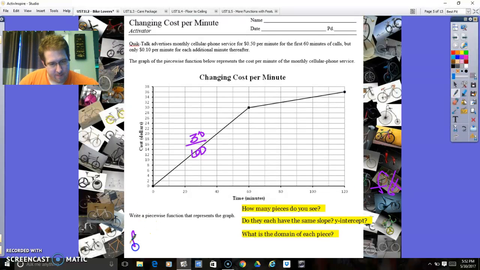Okay, let me just write over here. f of x is equal to a set of, let's see, y equals 1/2 x, plus it has a y-intercept of 0. Now I could write plus 0, but I'm not going to because technically that's not needed. The second piece has a slope of, let's see, it goes from 30 up to 36. So that's up 6 for every right 60.